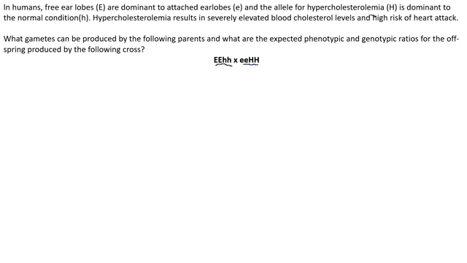So here we have two different traits, or characters. One of them is the earlobe condition, and the other one is the disease condition. The earlobes are represented by the E, and the hypercholesterolemia is represented by the H. If we look at the individual characters alone for each of the individuals, we have an individual that is homozygous dominant and the other individual is homozygous recessive. Those are opposite genotypes and, of course, phenotypes.